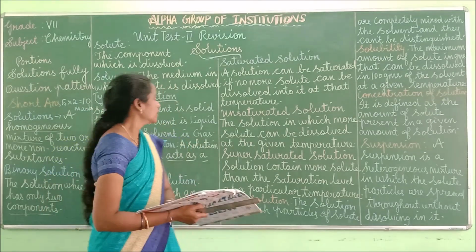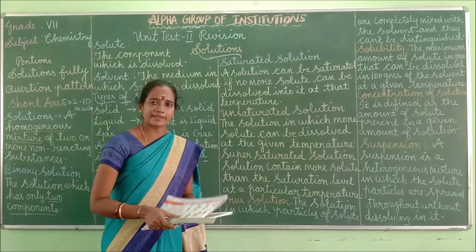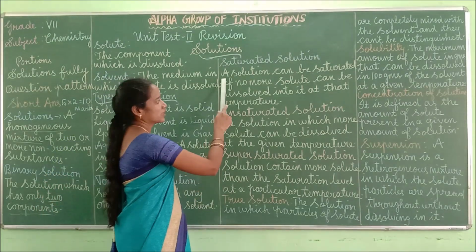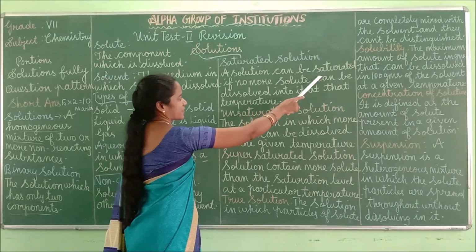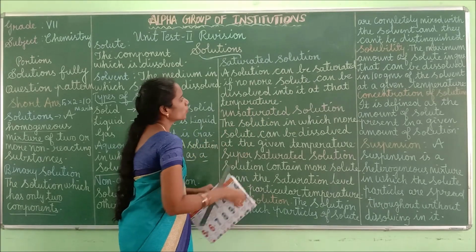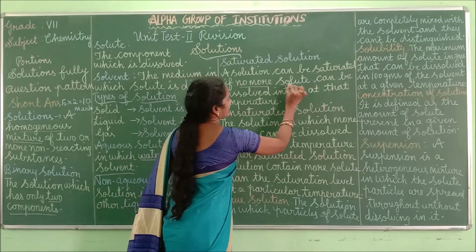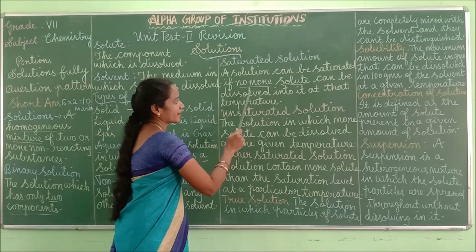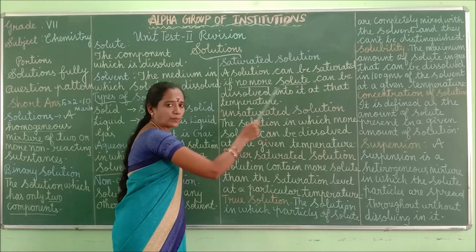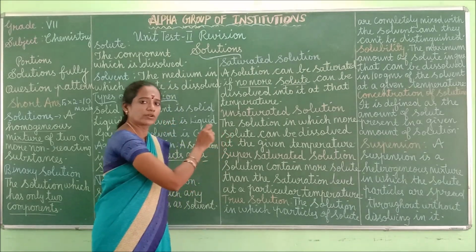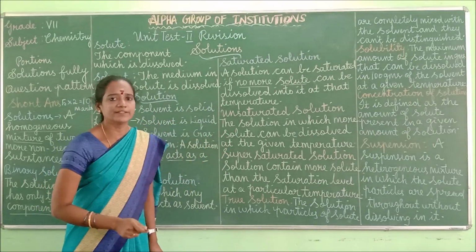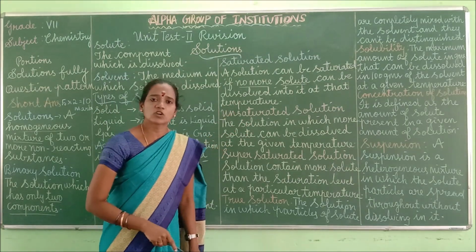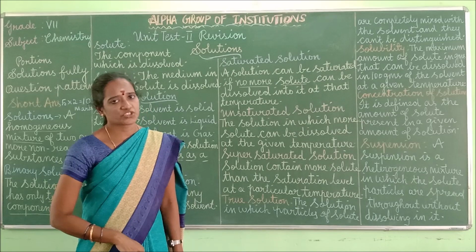Got it? Right. Next we can move to saturated solution. What is meant by saturated solution? A solution can be saturated if no more solute. This line is important. In which no more solute can be dissolved into it at that particular temperature. Okay, no more solute can be dissolved at a particular temperature, then the solution is called saturated solution, right?